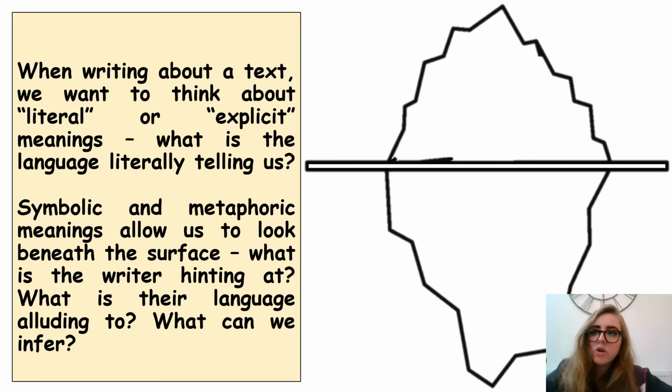Okay, so sometimes I'll have students that will pick out a quote from Romeo and Juliet, and they'll say, "This shows that Romeo really loves Juliet." Okay, great. That's the literal meaning. That's literally what's happening in the text, which is fine to do, but we then need to go one step further and think, what else is the language telling us? What's beneath the surface? What's the writer hinting at? Why did they pick that word over any other word? What's the authorial intention behind it? What's their language alluding to? What can we infer?